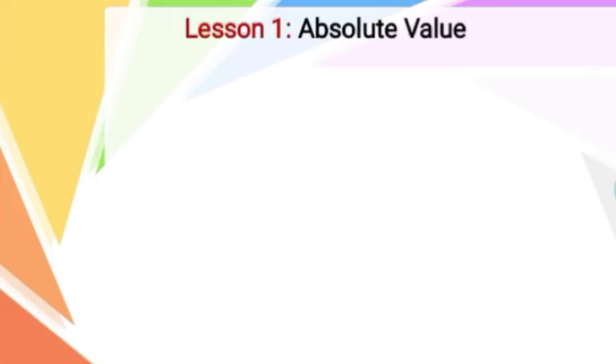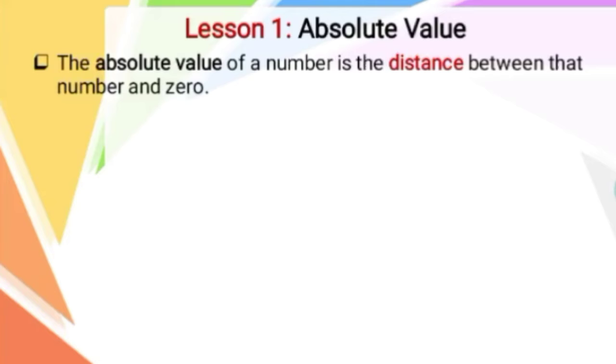Alright, let's proceed to our Lesson 1, the absolute value. So, what is an absolute value? The absolute value of a number is the distance between that number and 0. Or pwede rin naman pag sinabi nating absolute value, it is referring to the distance. When we say distance, we are getting the number of units, kung gaano kalayo yung number na yon o yung integers na yon sa 0. So, distance refers to the absolute value.